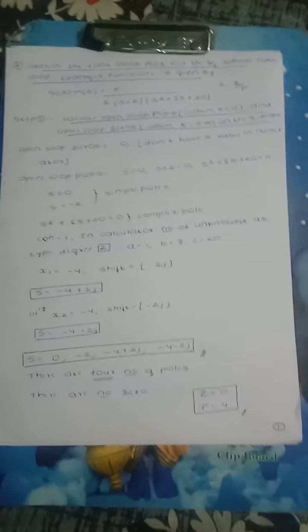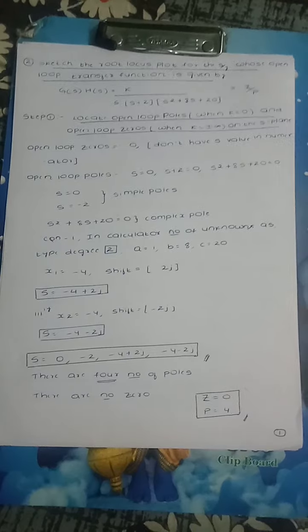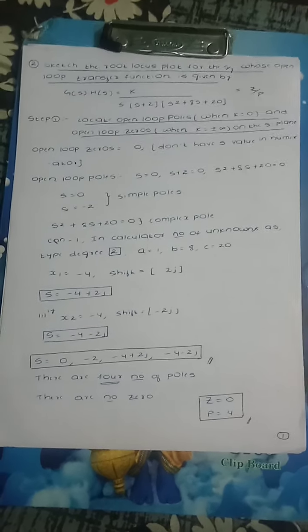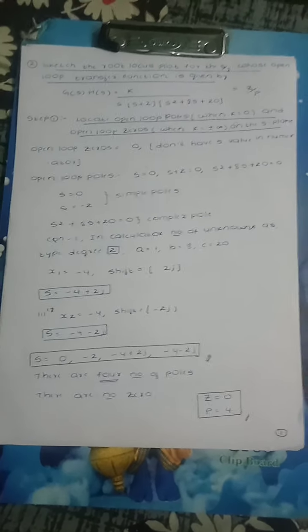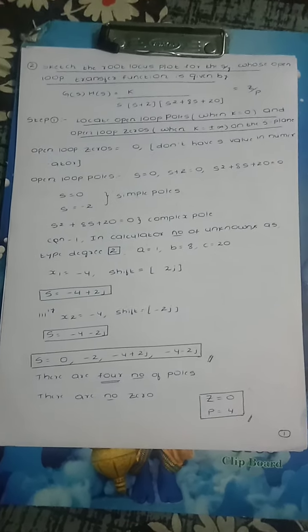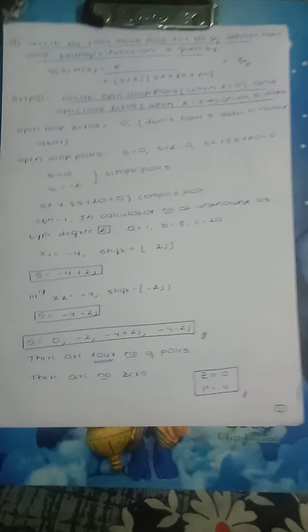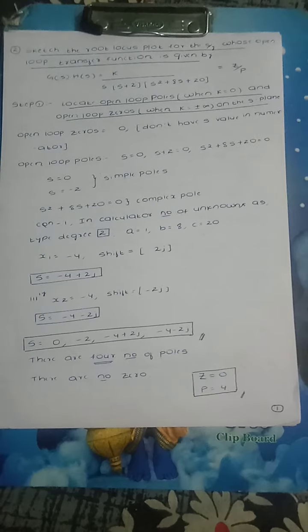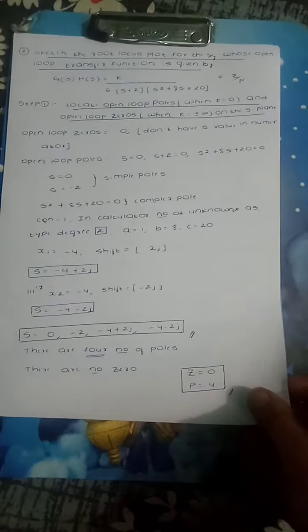Therefore 4 poles are present in this one. First pole is 0, second pole is minus 2, third pole is minus 4 plus 2j, and fourth pole is minus 4 minus 2j. Four poles and there are no zeros, so Z is equal to 0 and P is equal to 4. Since you have a complex pole here, from ax square plus bx plus c is equal to 0, you have to determine the angle of departure. Okay, now let us move on to the second condition, that you have to determine the number of branches.